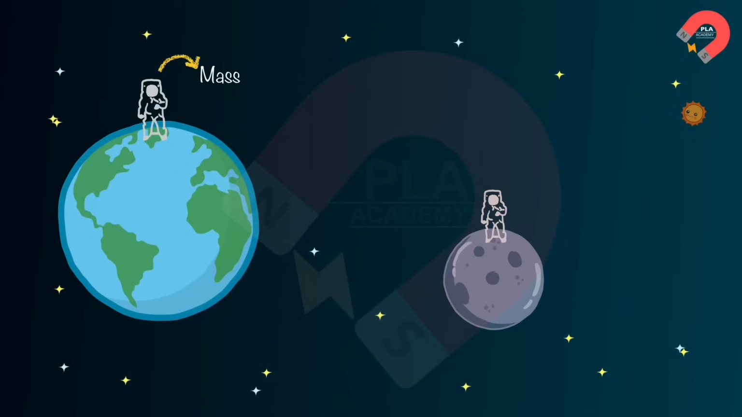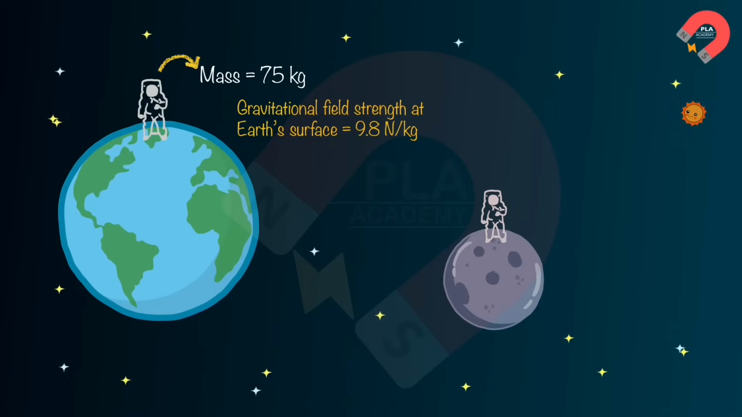When an astronaut is on Earth, their mass is 75 kilograms. The gravitational field strength at the Earth's surface is 9.8 newtons per kilogram. Therefore, his weight is 75 times 9.8, which is equal to 735 newtons.